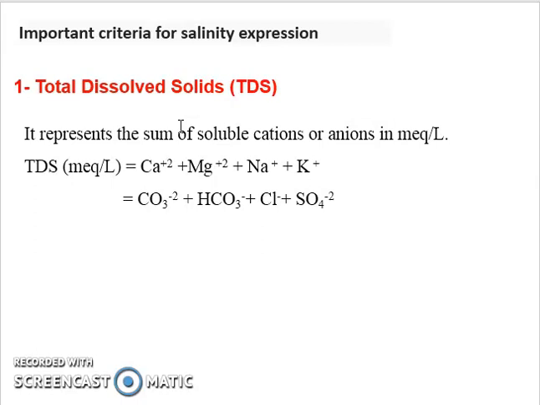For total dissolved solids, the dominant ions in soil and water are the cations calcium, magnesium, sodium, and potassium, and the anions carbonate, hydrogen carbonate, chloride, and sulfate. So TDS equals the summation of these cations, or the summation of these anions, in milliequivalent per liter, or milligram per liter.